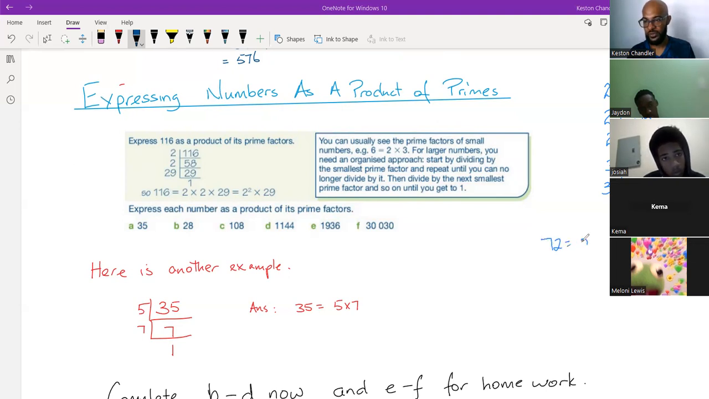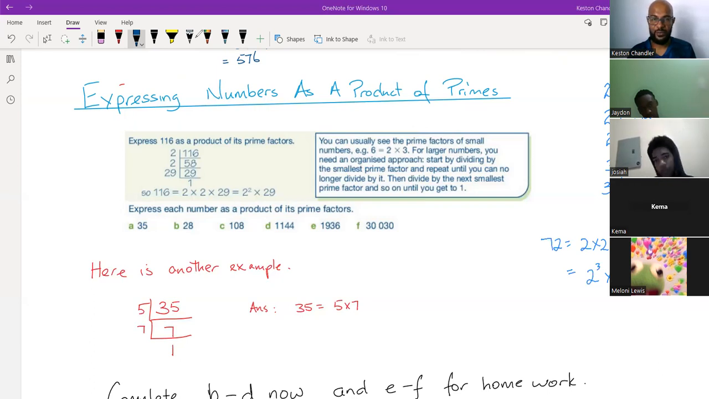You say 72 is equal to 2 by 2 by 2, by 3 by 3. And then you use the indices that we just learned, and you write 2 to the power of 3 multiplied by 3 squared. And this is how you can write a number as a product of primes. Again, this will come in handy when we're doing things like algebra. So it's just a tool that you need to know, and it also comes under your topic of computation and number theory.